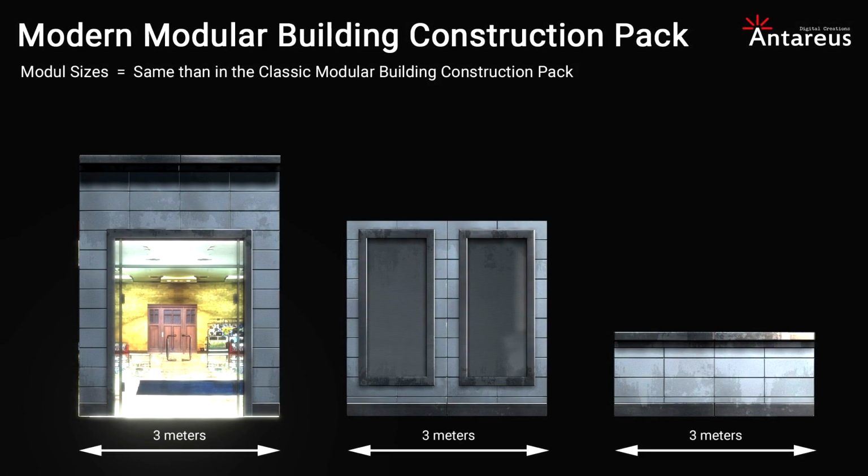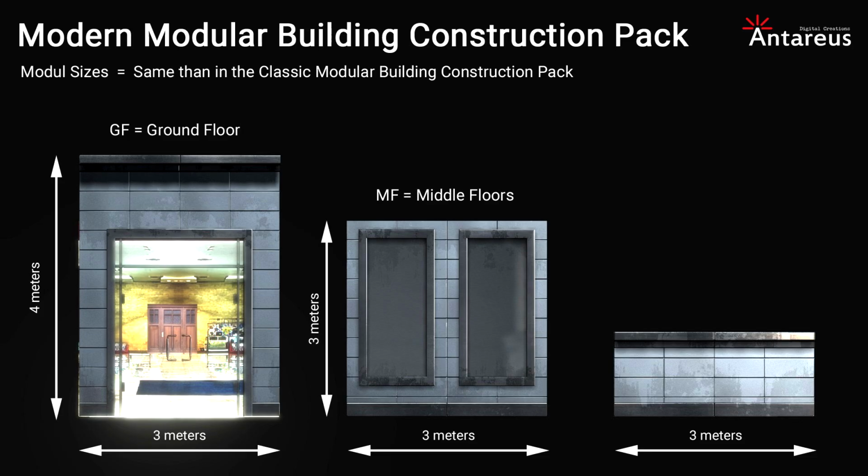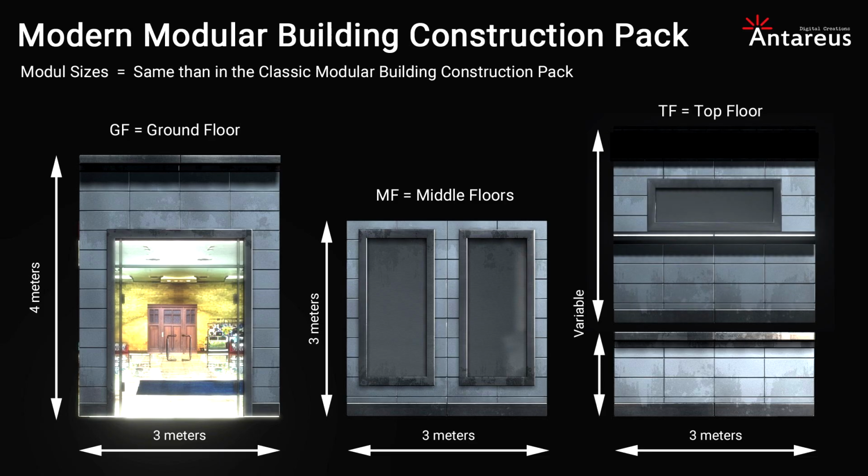All the modules are 3 meters wide too, and they are also divided in 3 categories. The GF modules, usually used in the ground floor, that are 4 meters high. The MF modules, intended to be for the middle floors, being 3 meters high. And the TF modules, designed to be the top floor, having different heights depending on the style.